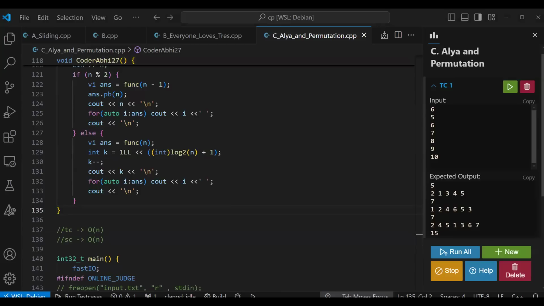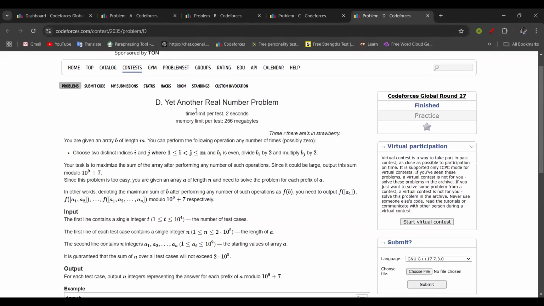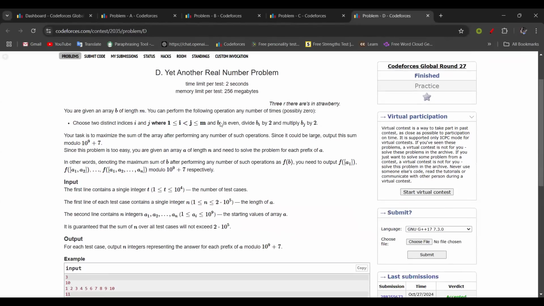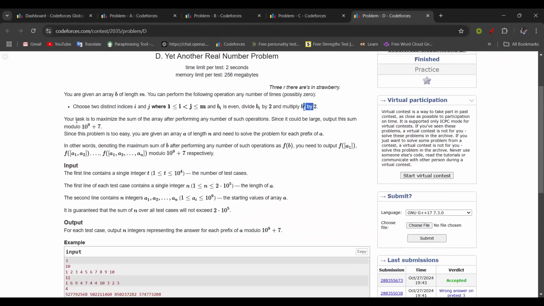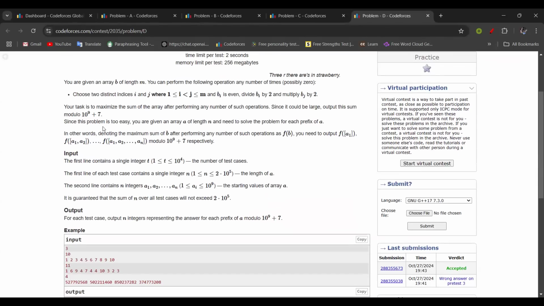Okay, so let's move to the next problem. Problem D: you are given an array B of length M. You can perform the following operation any number of times, possibly 0. Choose two distinct indices i and j, from the range 1 to M, where Bi is even. Divide Bi by 2 and multiply Bj by 2. Your task is to maximize the sum of the array after performing any number of such operations. Since it could be large, output this sum modulo 10 to the power 9 plus 7.